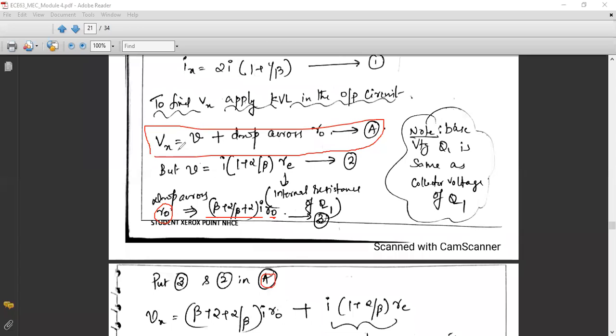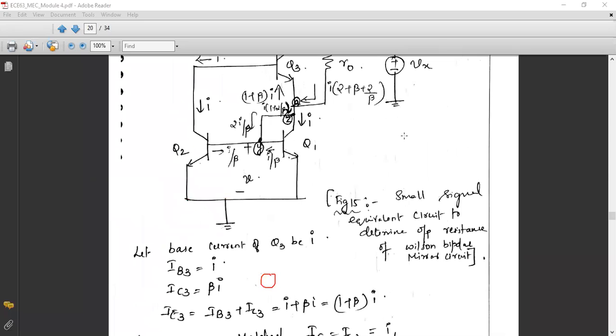Now coming to the first term, that is small letter V, which is the voltage drop across Q2, right? So it is again the collector voltage. So collector voltage is nothing but the collector current into the internal resistance of that particular transistor, which I'll take as RE. Now, what is the collector current of Q1? What is the collector current of Q1? Already we have written it. It is I into 1 plus 2 by beta. Isn't it? This is the collector current of Q1.